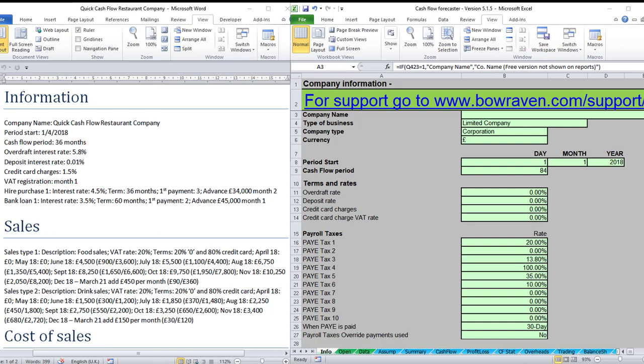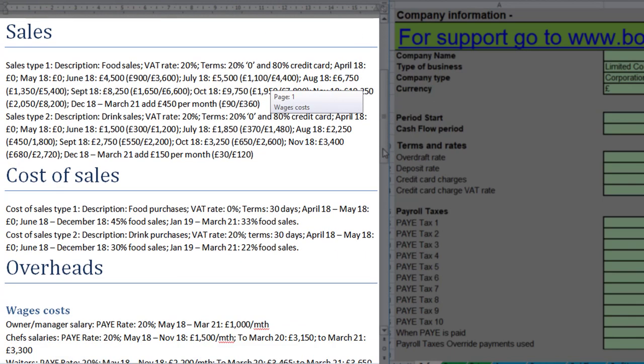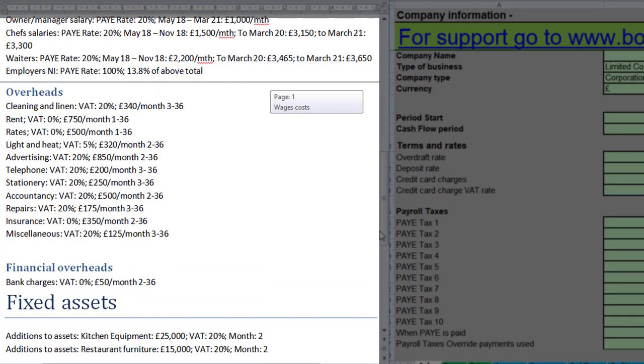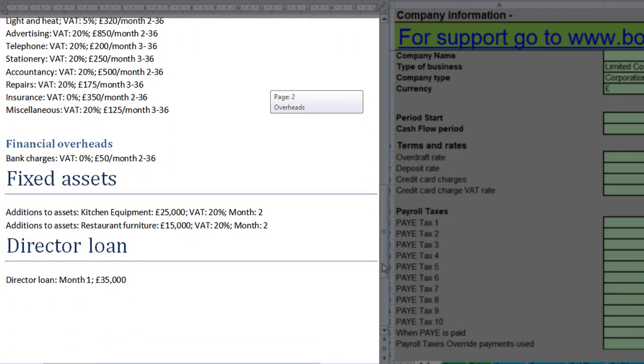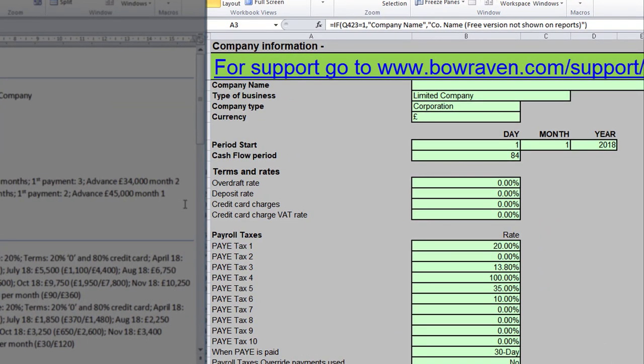To start off with, let me explain what you can see on the screen. On the left hand side we have our company information, which I've put together here, starting from the background information about the company, interest rates and so on, our sales, our cost of sales, overheads, which are split down between wages, costs, general overheads, financial overheads, fixed assets that we're going to add in the period, and a director's loan. And over on the right hand side we have Cash Forecaster, and this is the most recent version, which is version 5.1.5.